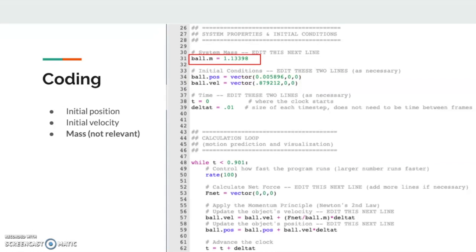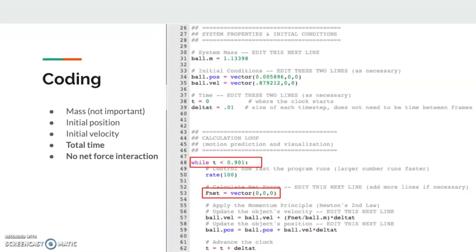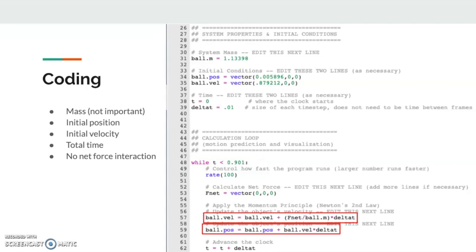I then inputted the mass of the ball, the value of which did not affect the outcome of the model. Finally, I altered the overall time of the simulation to match that of the analyzed video and changed the total net force to 0. This is the key part because when the code calculates the position and velocity at each point in time, the velocity will remain constant and only the position will be updated.